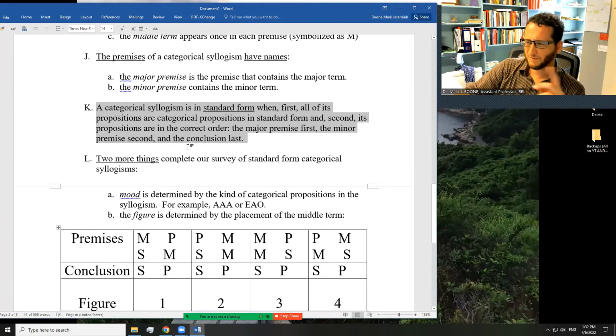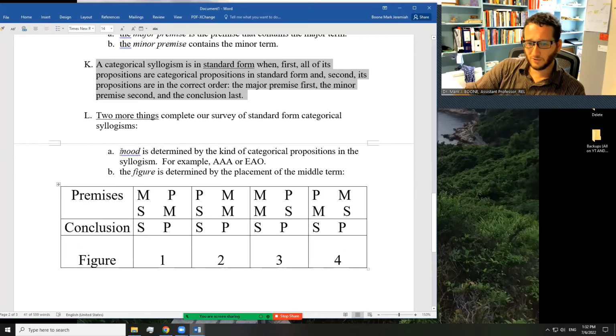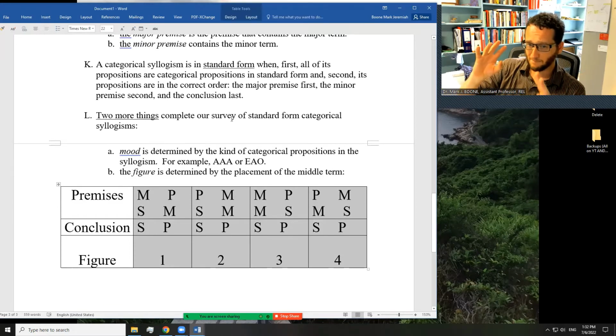Now, we can almost be finished with this brief introduction to categorical syllogisms, and we'll say more next time about how to put them into standard form. I think that's next on the agenda. A categorical syllogism has mood and it has figure. Figure is just the placement of the middle term. So each of these represents the different possible structures of the categorical syllogism with respect to the placement of the terms.